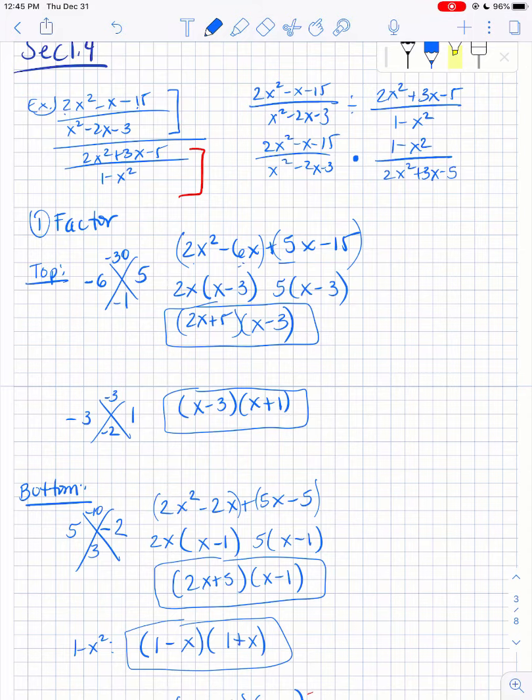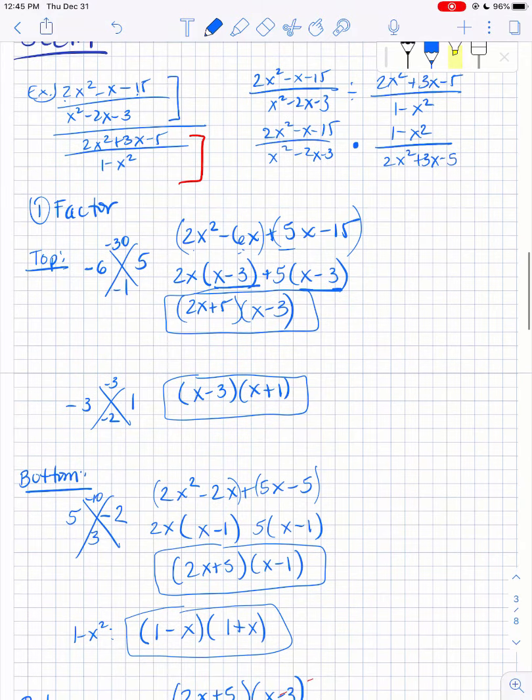And then 5, I factor out a 5 here. I did 5 times x minus 3. These should be the same. So I do 2x plus 5 here, and then x minus 3, because I'm factoring out the x minus 3 essentially. So that's my top, this one.